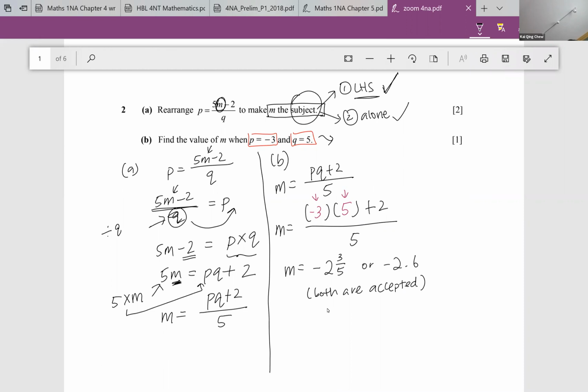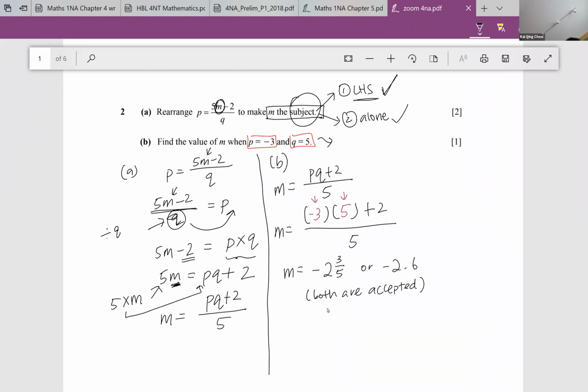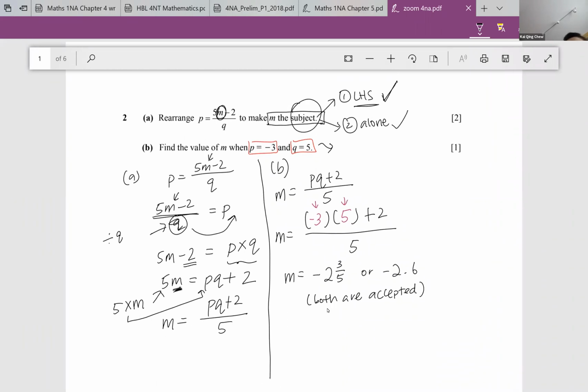So how do you get your marks? This is a 3-mark question. If you are able to bring over the Q, you will get your 1 mark. Then when you can bring over the rest, you get another 1 mark. And then the final answer, 1 mark. 3 marks.